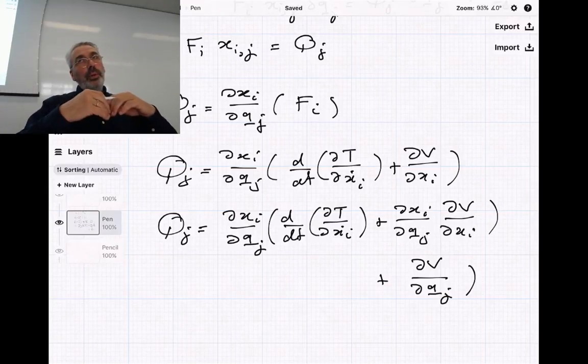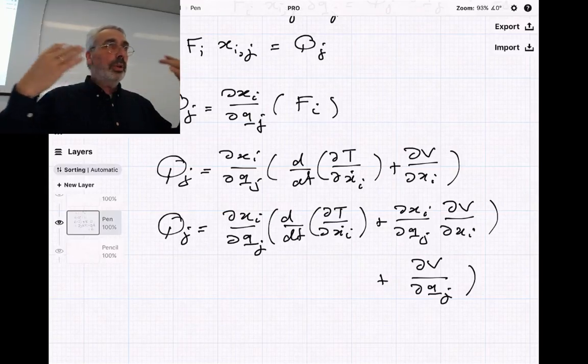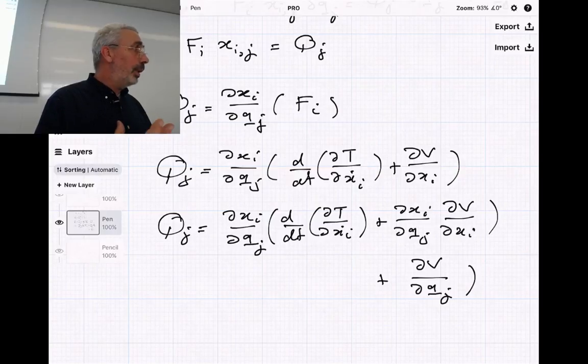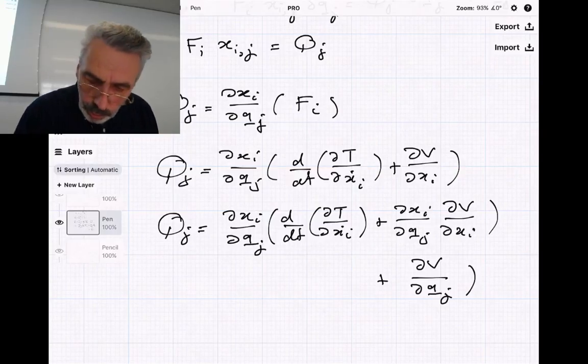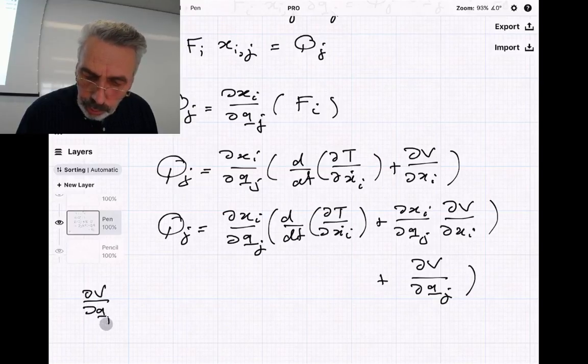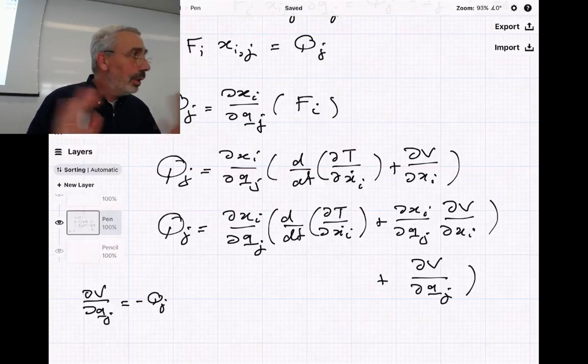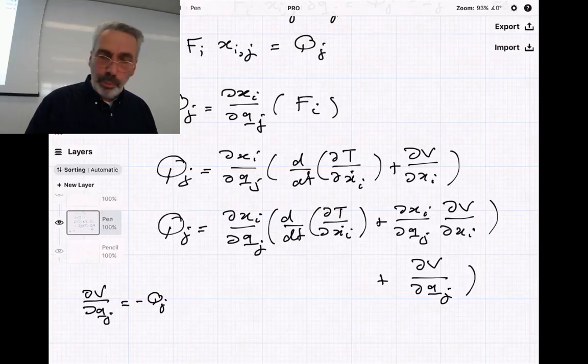Because if you are a mouse who lives only in generalized coordinates, and you have to define in your mouse world your potential energy, then you would say, oh yes, I know, my dV/dqi is minus Qj. Right? And that's exactly what we have as a result. So that all complies. We're happy with that.